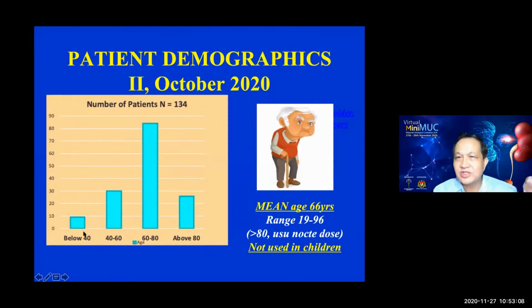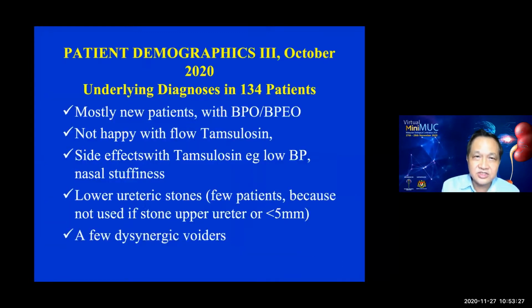But when I look through the data of my patients below 40, I think some of them have low ureteric stones, and some of them have dysfunctional voiding. They've tried everything already. So I said, okay, maybe you just try this new drug. They got this new drug effect on them. So these are my patients who are on it right now. This is my real life experience.